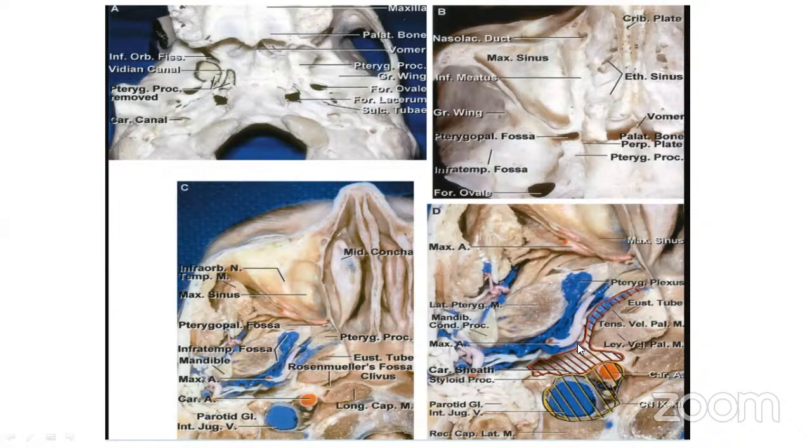And the same diagram which is showing the carotid sheath along with the internal jugular vein.